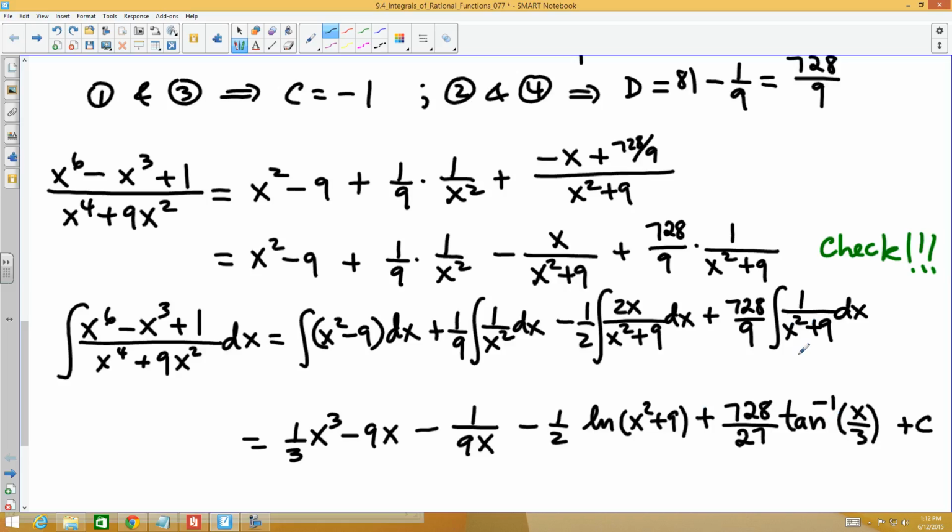For this one, we learned that the integral of 1 over x^2 + a^2 is 1 over a times arctangent of x over a. In this case, a is 3. So now we have 728/9 times 1/3, that means 1 over 27 in total... wait, 728 over 27, times the inverse tangent of x over 3, plus a constant.